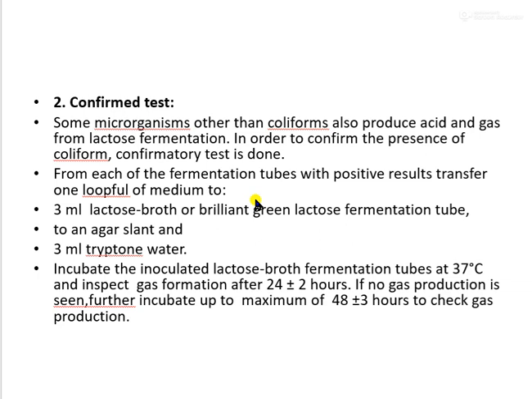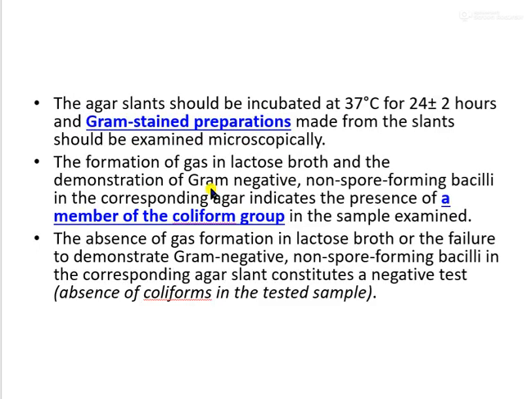And then you incubate the lactose broth tubes at 37 degrees centigrade, and you inspect for gas fermentation for 24 plus or minus 2 hours. If no gas fermentation is seen, then you further incubate it for a maximum of 48 hours to check for gas production. And the agar slant should be incubated at 37 degrees centigrade, and Gram stain preparations should be done from the slants to check whether it is positive or negative, because we know that the members of the coliform bacteria are Gram-negative non-spore forming bacilli.